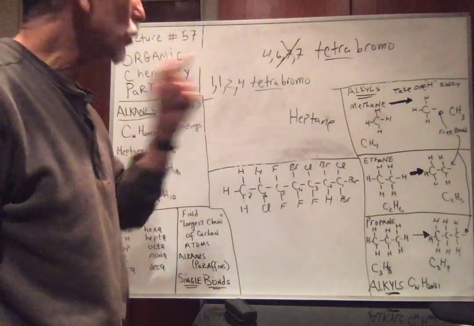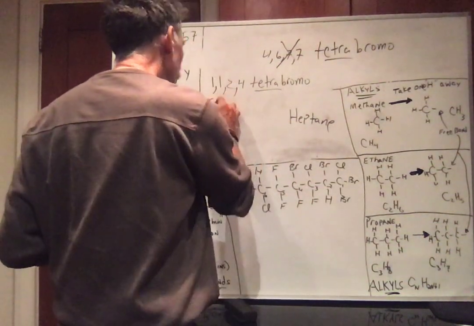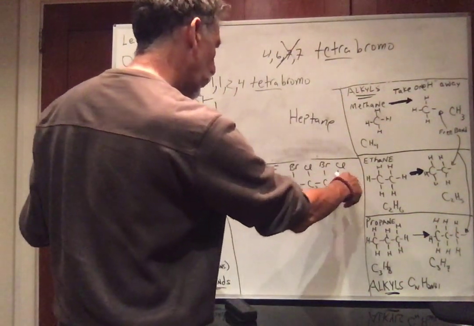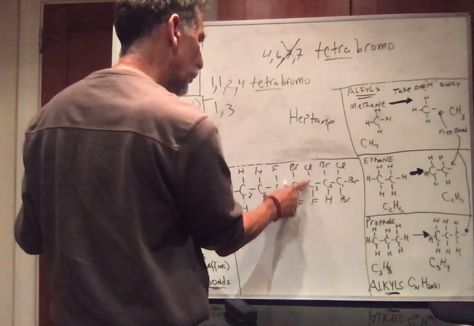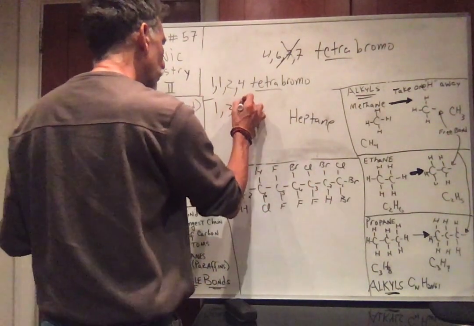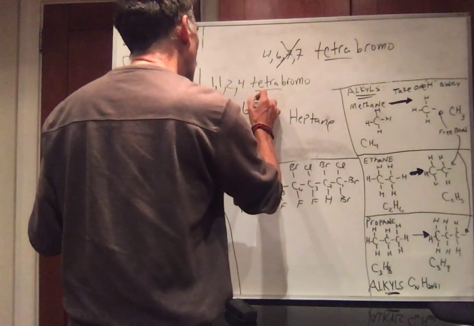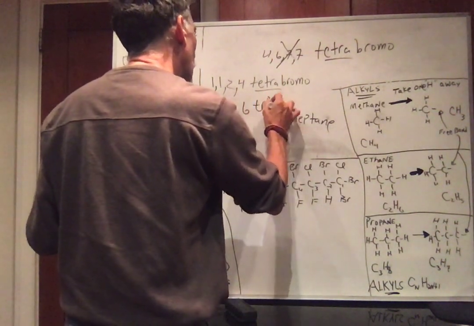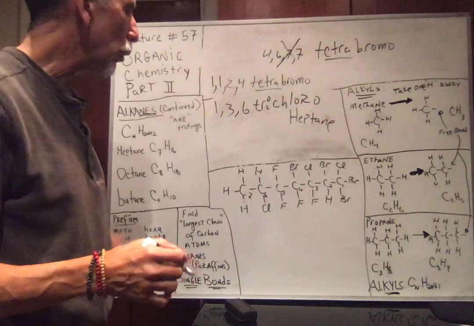Now, what comes next? Chlorine comes next. Where's chlorine? Is there a chlorine on 1? Where else is there a chlorine? On 3 is a chlorine. See, there's 3 chlorine. Any other chlorines? 6 is a chlorine. If I didn't miss anything, there are 3 chlorines. So this would be trichloro, because there's 3.